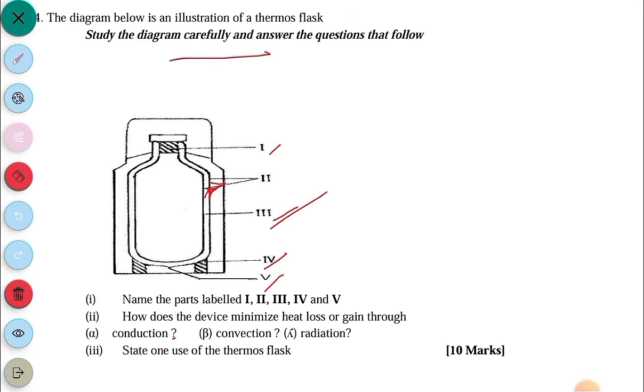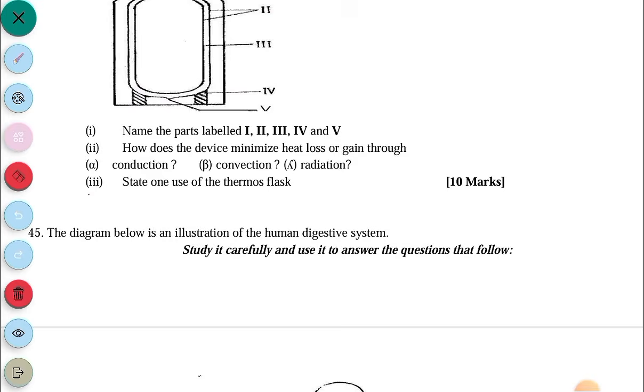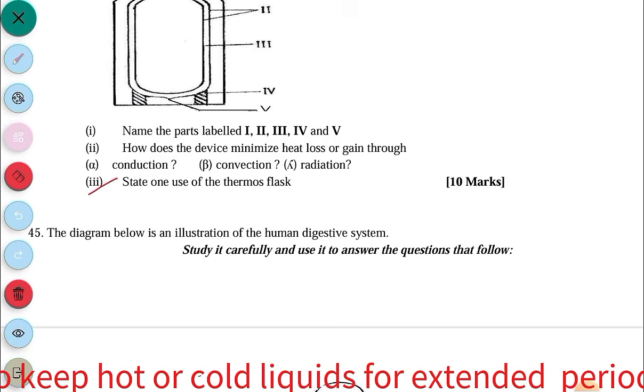Then the next one, how is heat loss or gain reduced by radiation? By the silver inner surface. It reflects the heat back into the contents in the flask. So we are supposed to state one use of the Thermos flask. The Thermos flask is used to keep hot or cold liquid for an extended period of time.